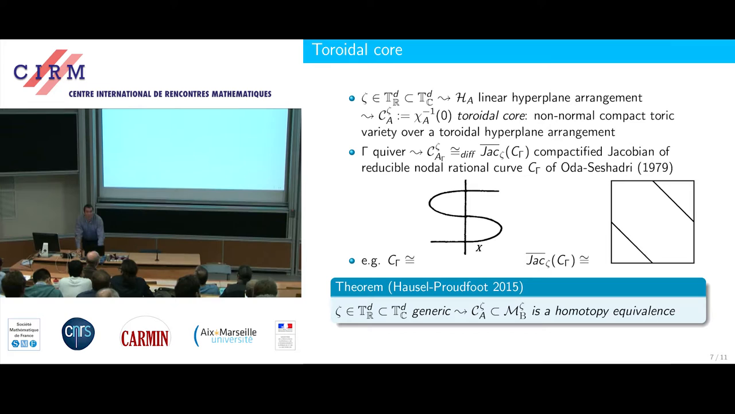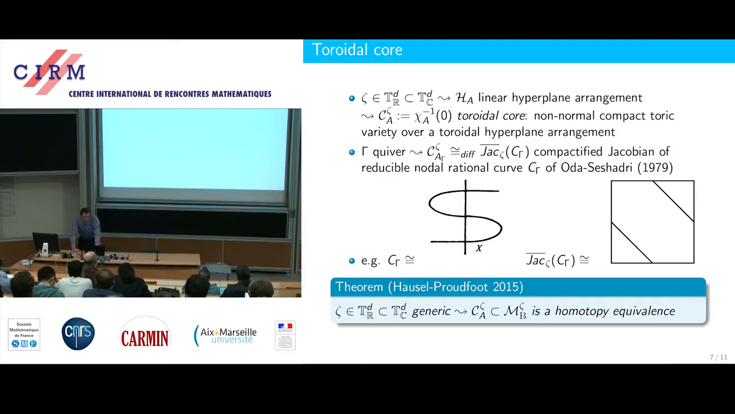Sorry? This is the fiber. So our fibration is proper. The fibers are compact. So my fiber is precisely the compactified Jacobian of this nodal rational curve. It depends on a zeta, and this can be compared to the Oort zeta, the stability condition in the compactified Jacobian. And amazingly, this goes back very early to Oda and Seshadri.